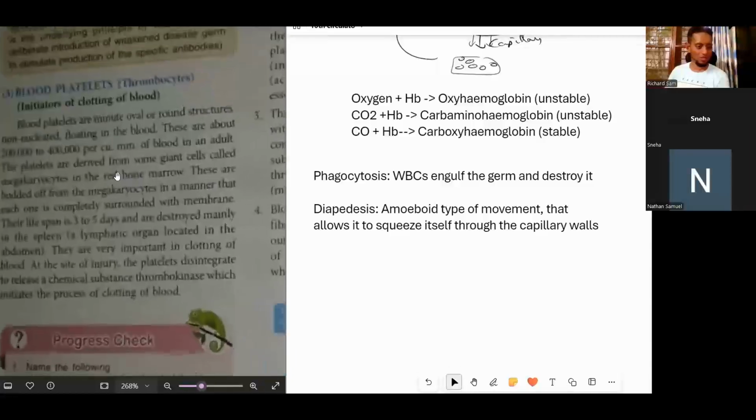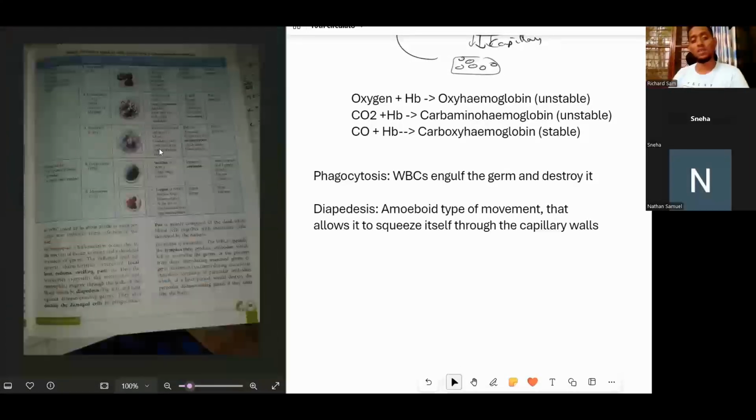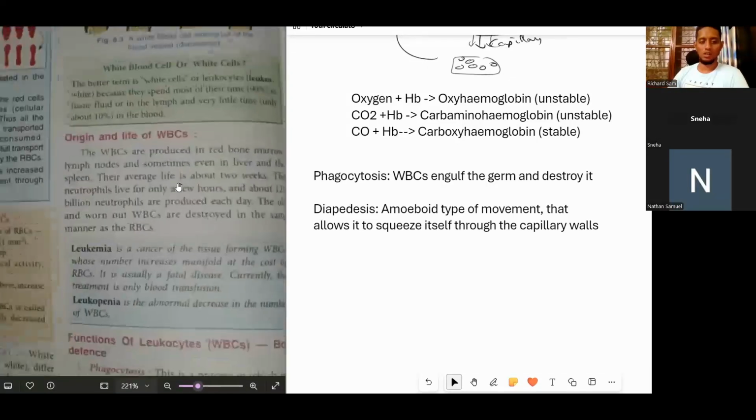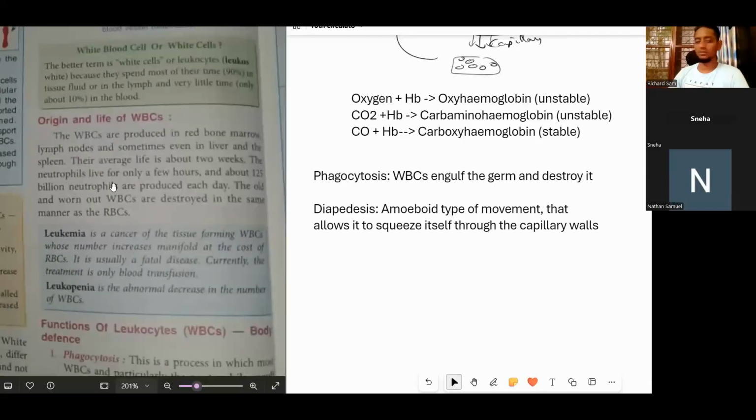One thing I forgot to tell you is, where are the WBCs produced and destroyed? They are produced in red bone marrow, same as the RBCs, but also in the lymph nodes and sometimes even in the liver and spleen. RBCs are produced in the liver and spleen only as an embryo, as we saw yesterday, but WBCs are produced in the liver and spleen throughout your life.